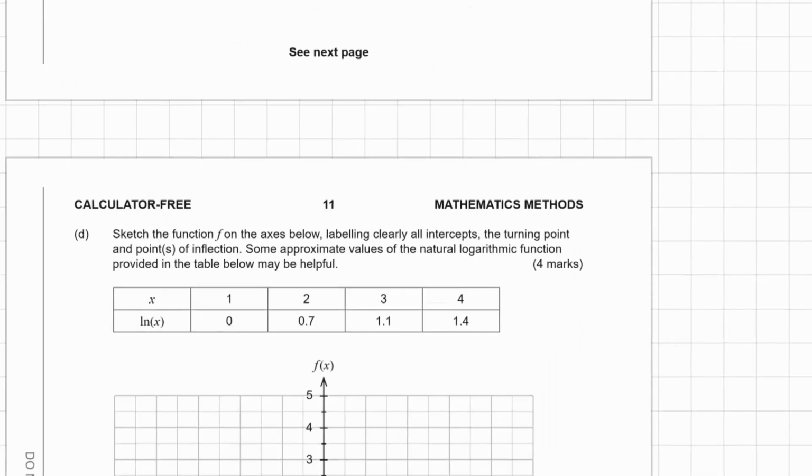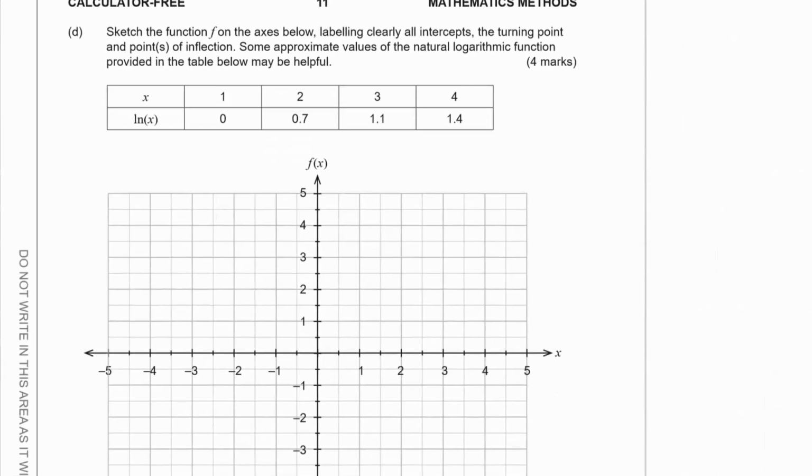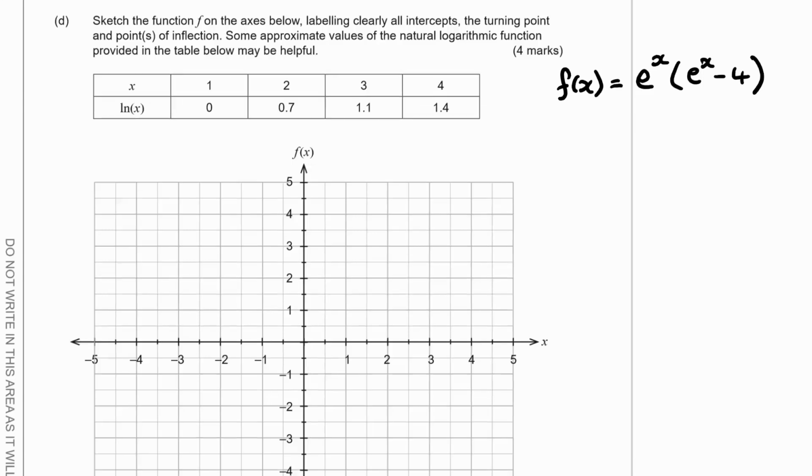Okay, finally, we want to sketch the function f on the axes below, labeling clearly all intercepts, the turning point, and points of inflection. Some approximate values of the natural logarithmic function are provided in the table, which may be helpful. So we know that our f of x was e to the x, do it in factorized form. So it was that. So we worked out that the point of inflection was at 0, negative 3. So that's going to be our point of inflection just there.